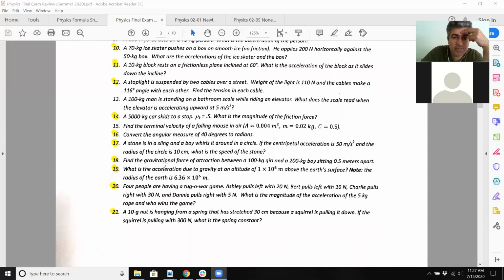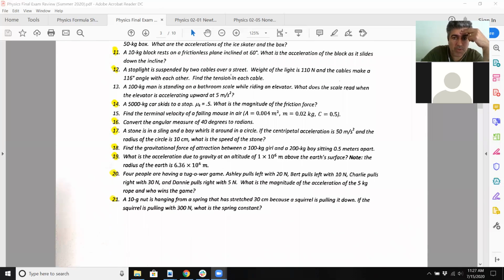12. A stoplight is suspended by 2 cables over a street. The weight of the light is 110 newtons. The cables make a 60-degree angle with each other. Find the tension in each cable. So you're going to actually do a free body diagram here as well. So here are your cables, and here is the sign or light, and it's weighing it down 110 newtons. So these are your tensions.